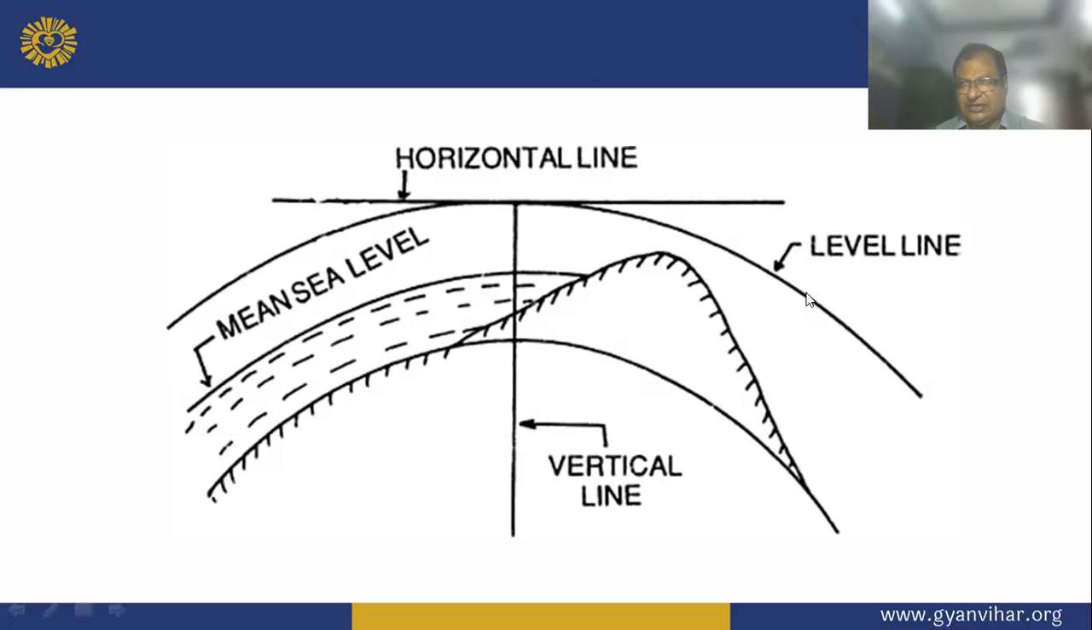You have to understand this diagram. This is the horizontal line, but this is the level line. This is the mean sea level, and this is the horizontal. It is not a real horizontal line. It is in theory, but this level line is practical. Okay.